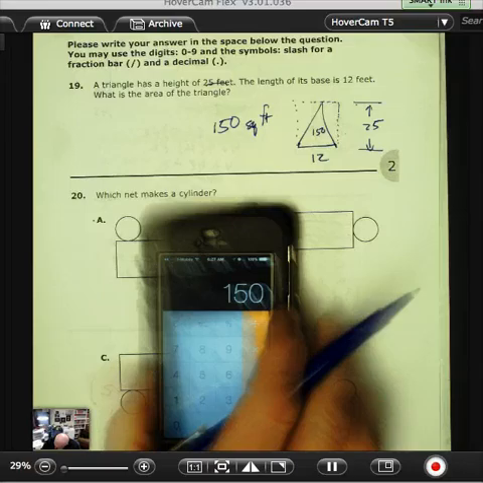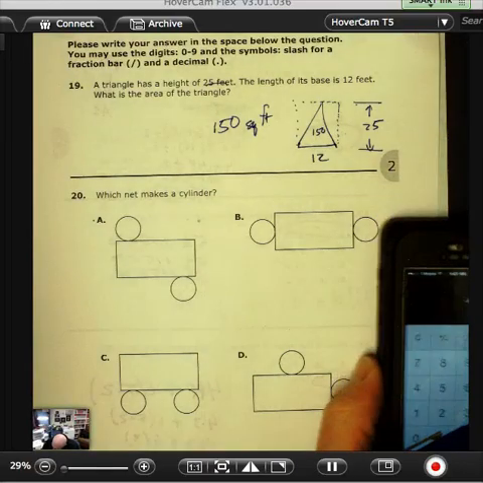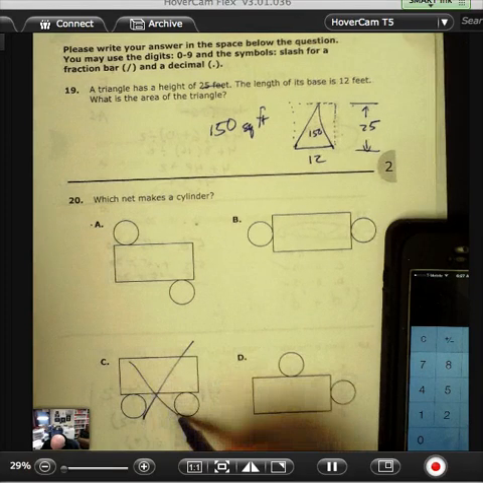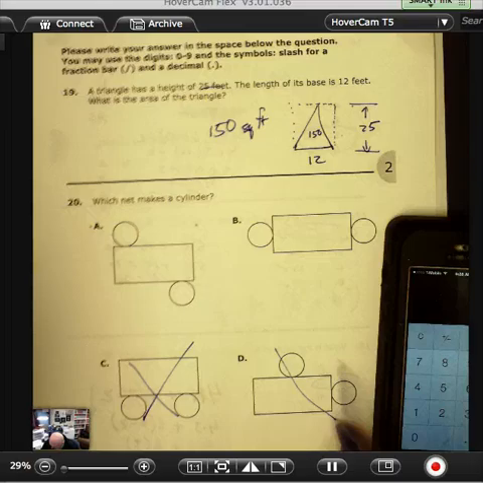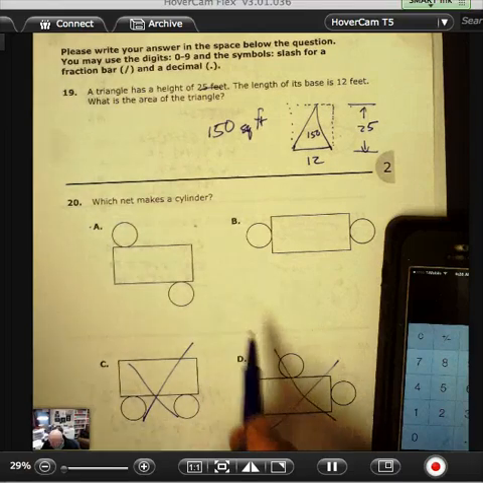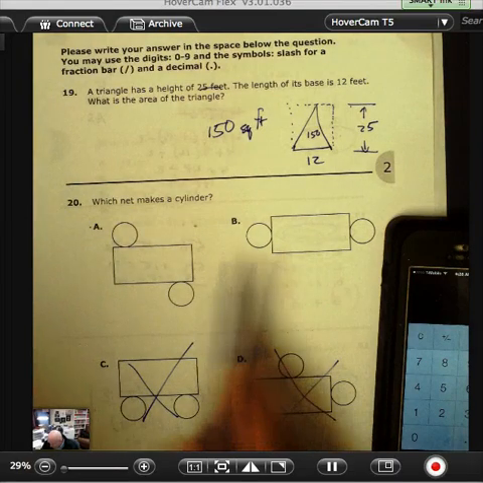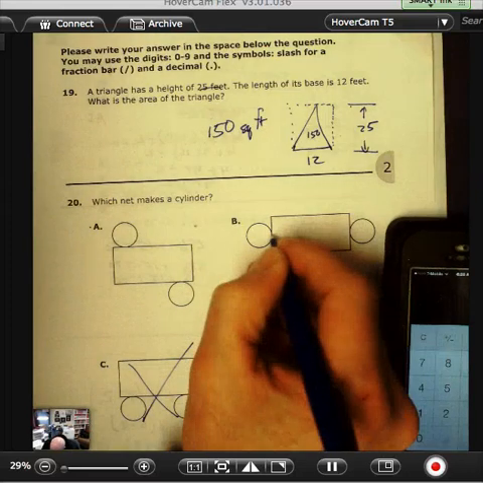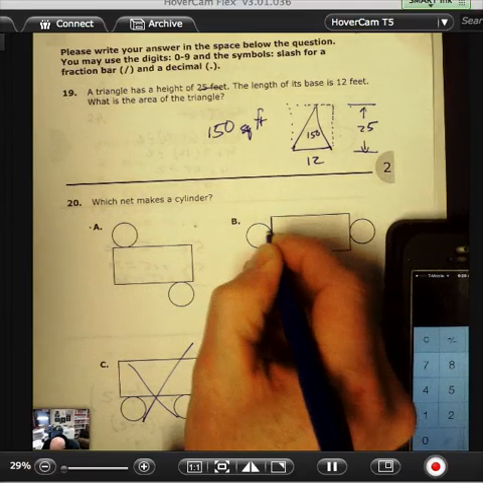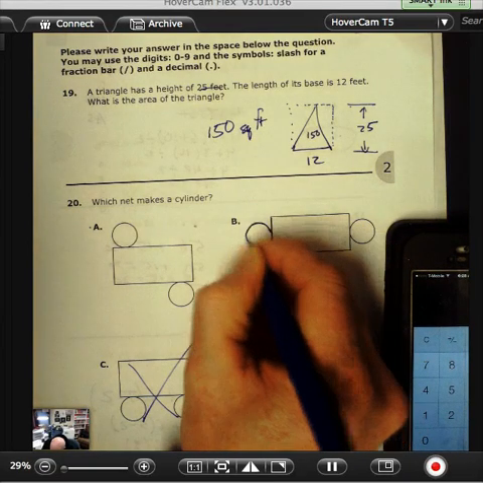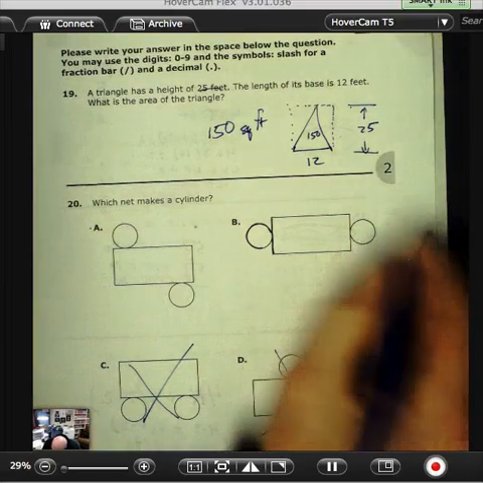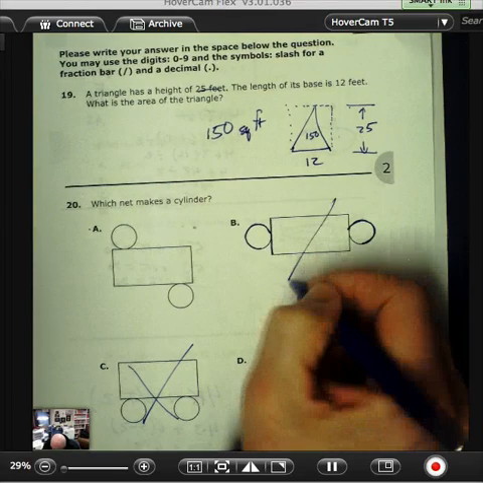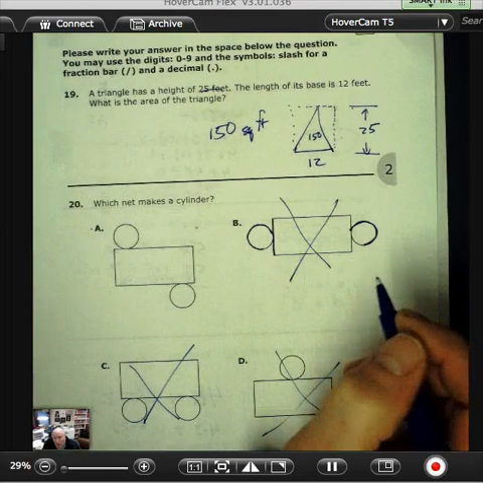All right, this one here. Which net makes a cylinder? Well, I know it has to have a top and a bottom, and this one here won't have a top and a bottom, and this one here doesn't work. I think this is a nasty question because both of these could look like they could make cylinders. The problem is this distance right here on this one, there's not enough for that to go all the way around. If you were to measure it with a piece of string, it would stop short. So this one can't be the correct answer.